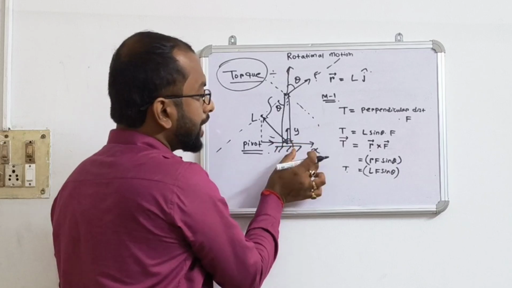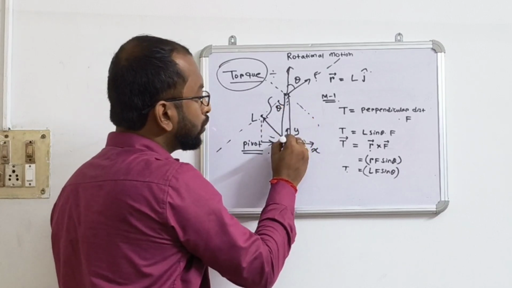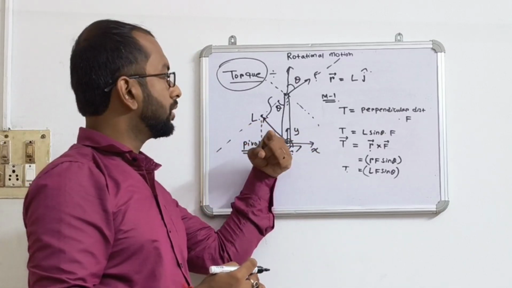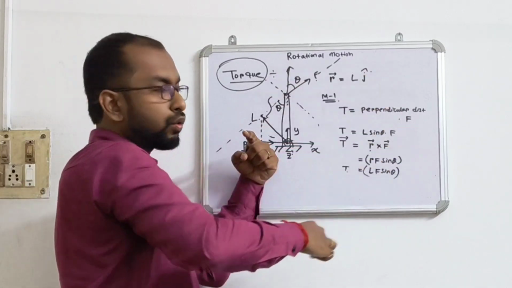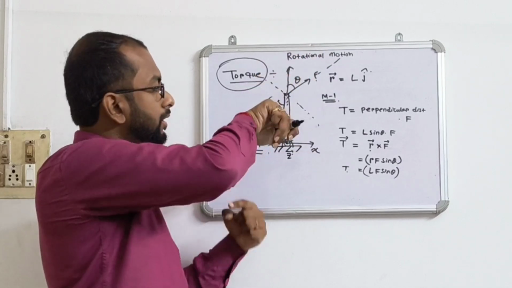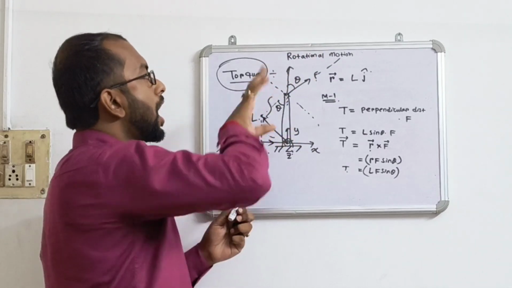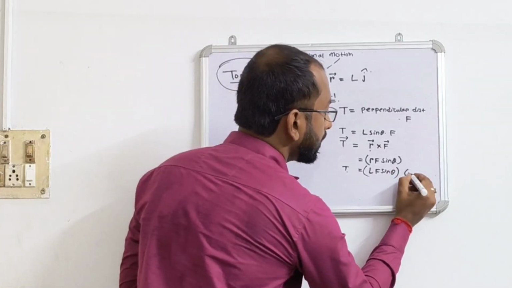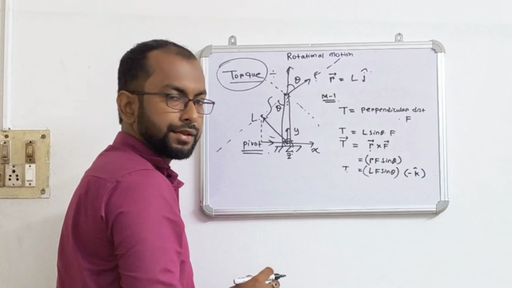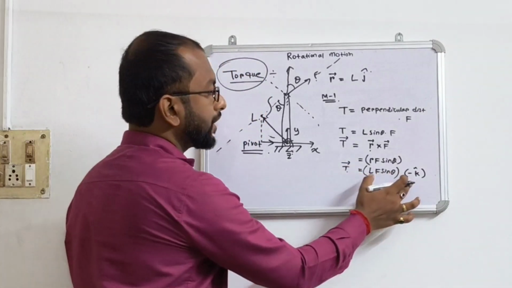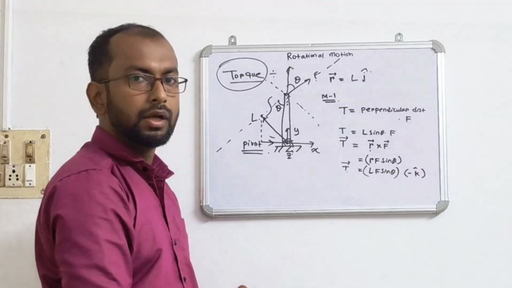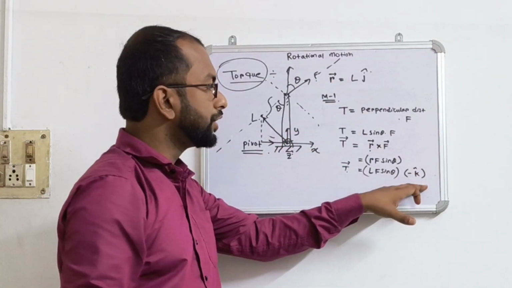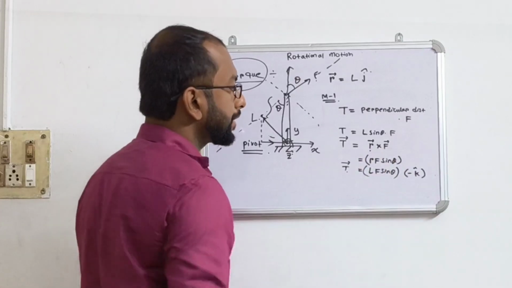So if x axis is like this, y axis is like this, then outward is the z axis. If it is trying to rotate the body clockwise, then the direction of the torque is R cross F, that means inside the board. So we can write that it is negative z axis. So torque vector is L F sin theta into minus k. Now we are grown up, so we will not use clockwise, anti-clockwise, all these things. We will just denote with the unit vector, minus k in this case.